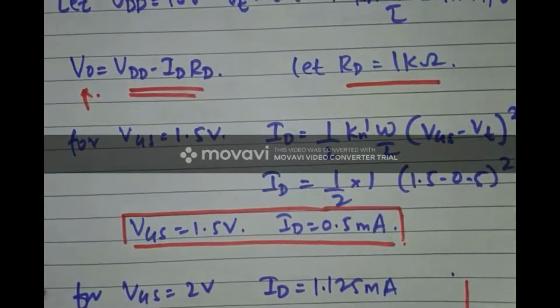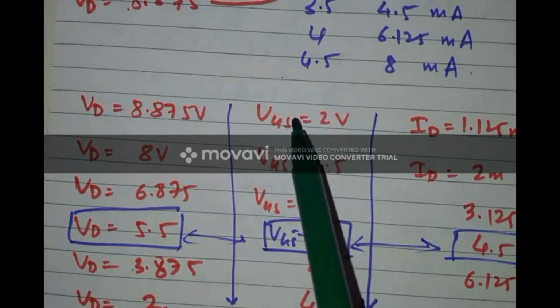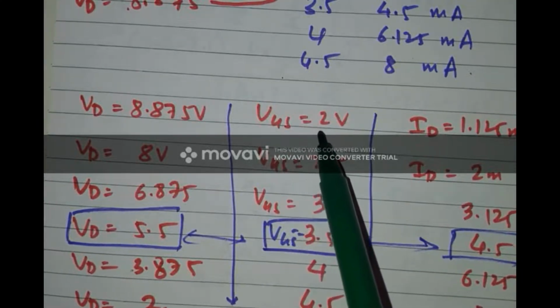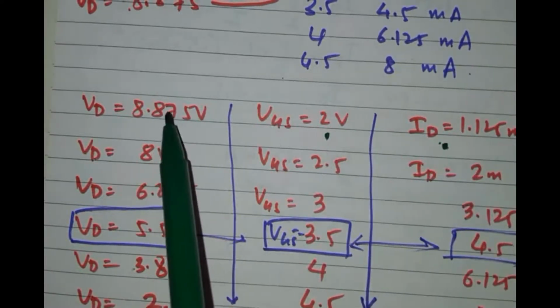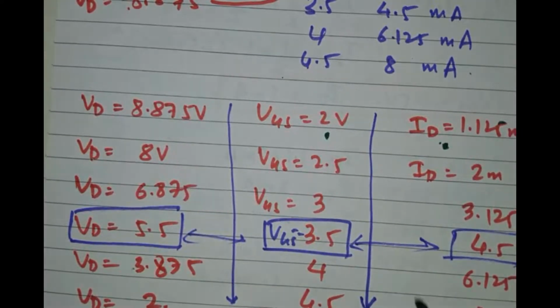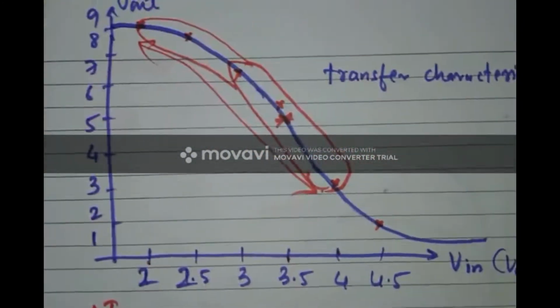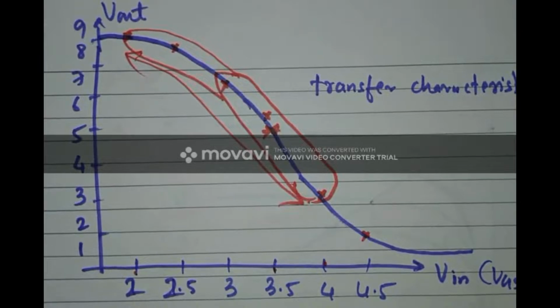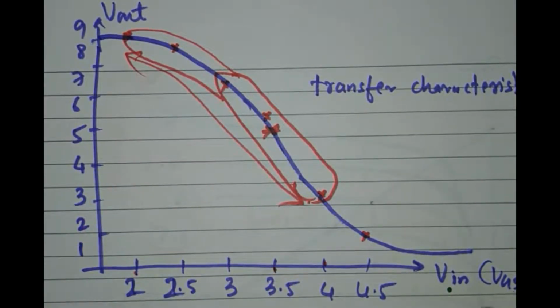So once we did all these things, we plotted that in the form of a table, and we obtained something like this. For VGS equal to 2 volt I obtained a current of 1.125, and for this current I obtained an output voltage of 8.875. So like that we did for different values of VGS, different IDs, and we obtained different VD, and then we obtained something called transfer characteristics, wherein we plotted Vin versus Vout, that is, for different values of input what was my output.